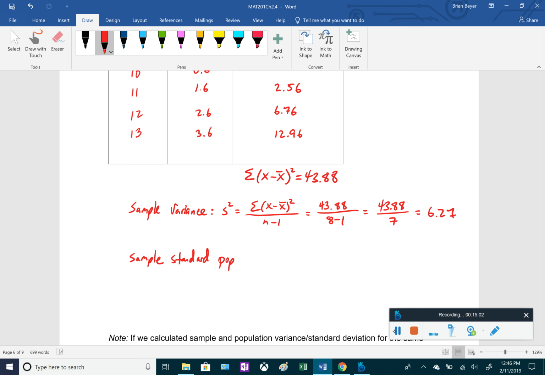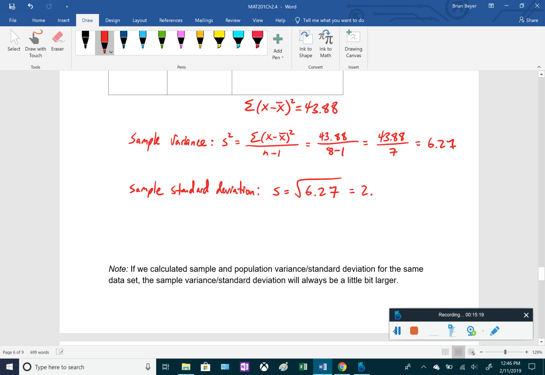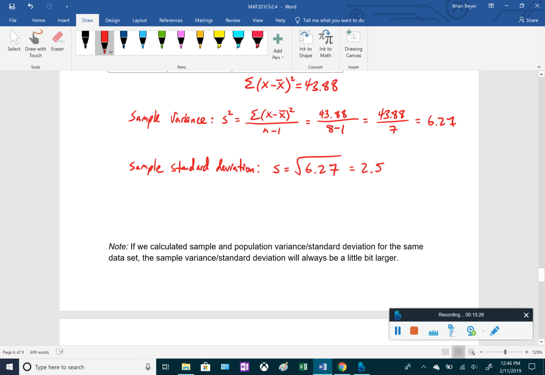Now for the sample standard deviation, that's going to be s, which is the square root of the variance, so the square root of 6.27, which is about 2.5-ish. Okay, rounded a little bit again. If we were calculating the sample and population variance or standard deviation for the same exact data set, so if we divided by n, and then did it and divided by n minus 1, the sample variance and standard deviation is always going to be a little bit larger because we're dividing by a smaller number.